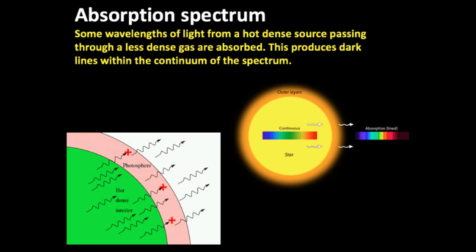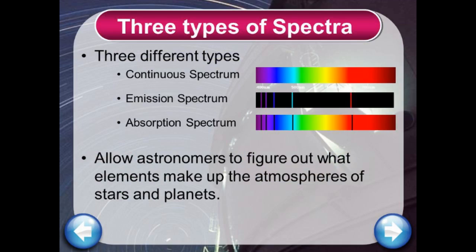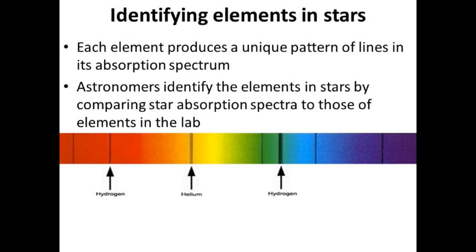In the graphic on the lower left, some photons of specific wavelengths are absorbed. This produces the dark lines in the spectrum of the star on the right. The pattern of lines in the spectra from stars and planets allows astronomers to determine what these objects are made of. Astronomers compare the spectrum of a star to the spectra produced from gases in the laboratory. Matching an element's spectrum to the spectrum of a star tells us that that element is in the star.